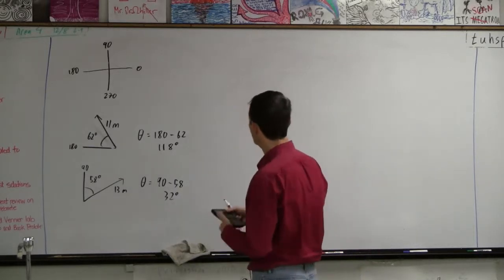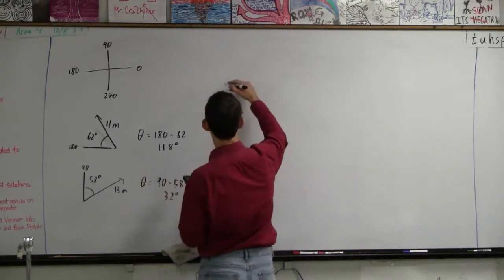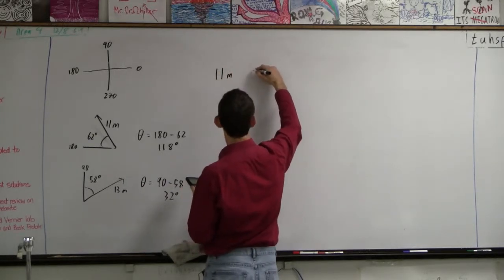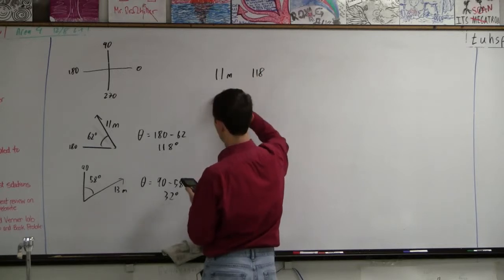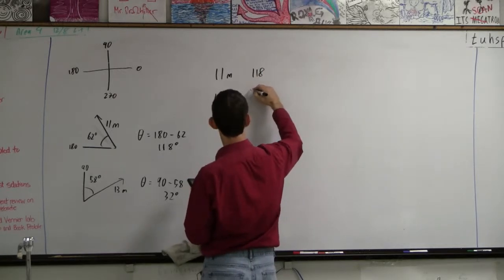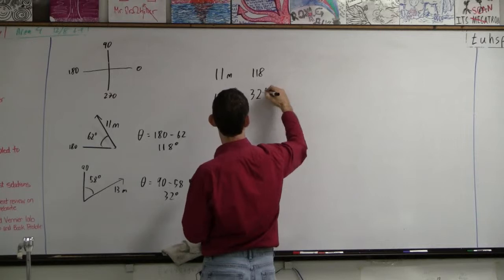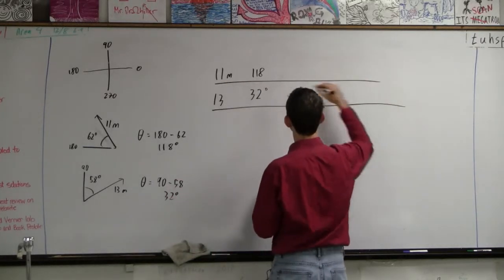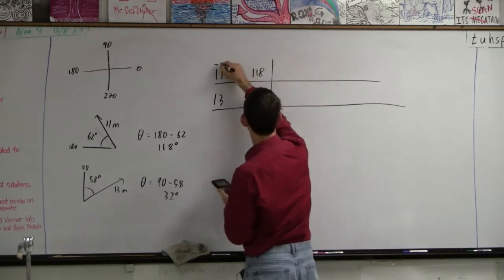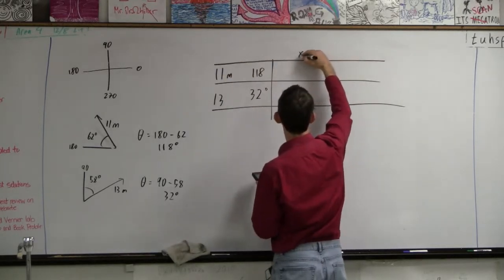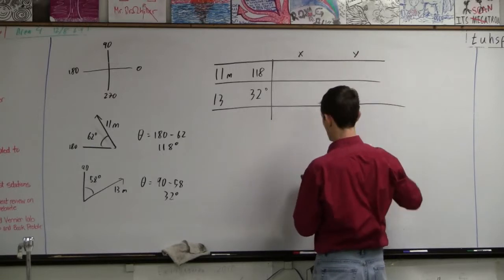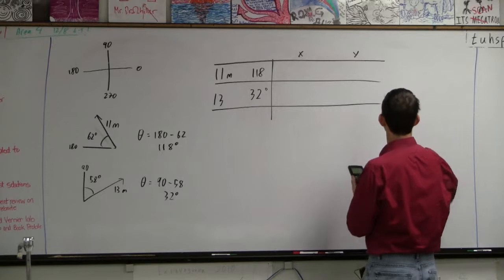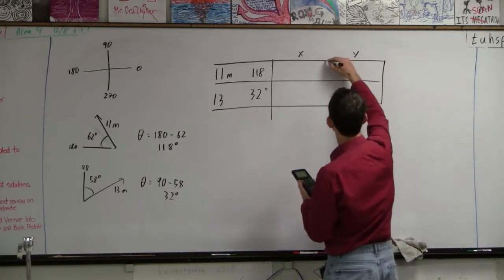Okay, so here we go. We've got this first vector. It is 11 meters, and it's at 118 degrees. And then we've got 13 meters at 32 degrees. And we're just going to make a little table like this, and we're going to find x components, y components. Why? Because I love you.